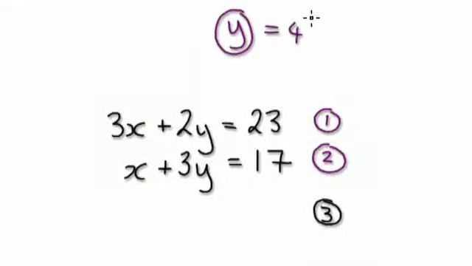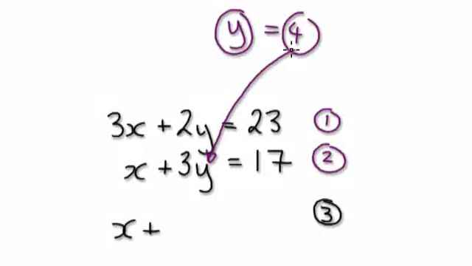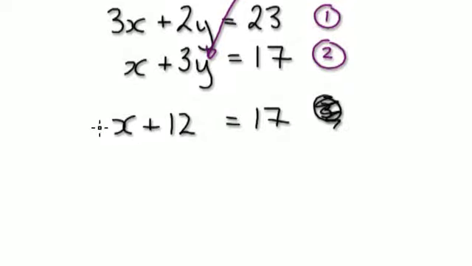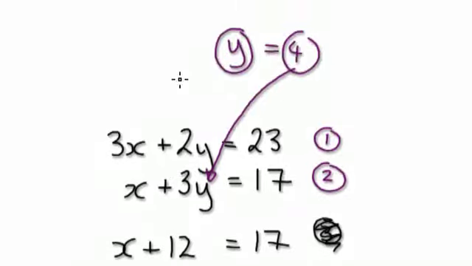y equals 4. Now if we put 4 into here, this one here will be x. We're putting the 4 in because we know y is 4. We put the 4 into the y, so that would give us 12, equals 17. Now just find out x. Take away 12 from both sides. So that would be x equals 5. So now we've found y is 4, and x equals 5.